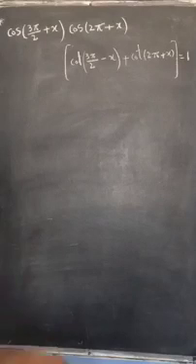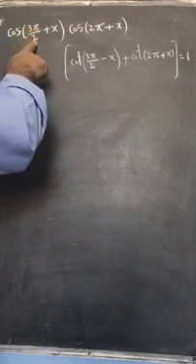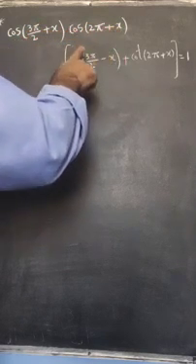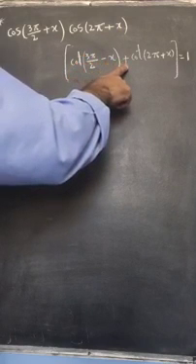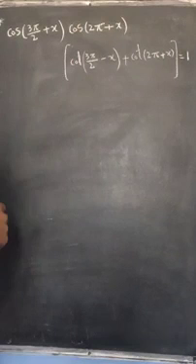This completes the question. Now let us take one more question. In this question we have to prove cosine (3 pi by 2 plus x) into cosine (2 pi plus x) into cotangent (3 pi by 2 minus x) plus cotangent (2 pi plus x) is equal to 1.